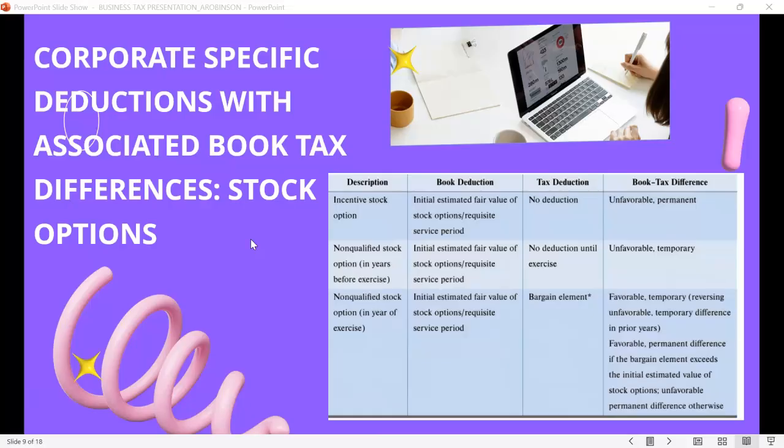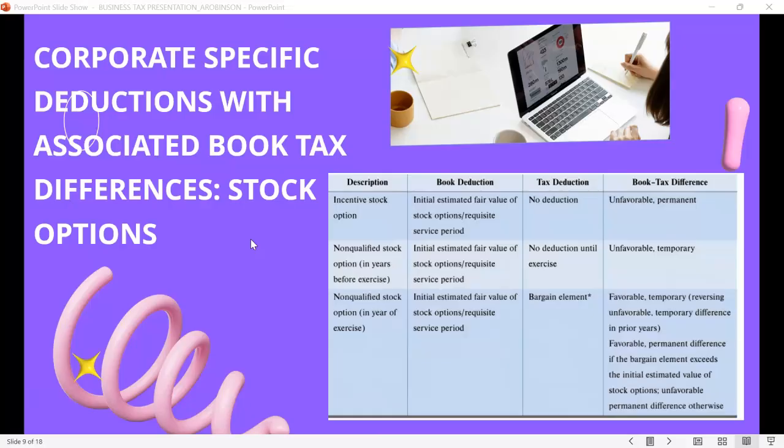For book purposes, corporations are required to recognize the book expense for the stock options that they grant, having to estimate the fair value of the options on the grant date, expensing the value of the options as employee compensation over the employee's vesting period or service period of the time that the employee worked for the company. For ISOs, the book compensation expense is unfavorable, and it's also a permanent difference. NQOs can generate both a temporary and permanent book tax difference.